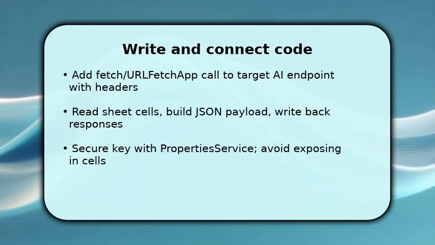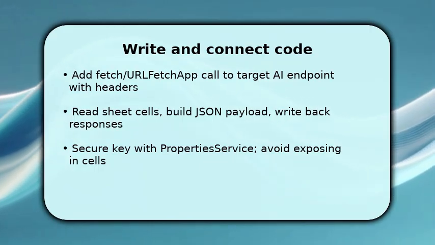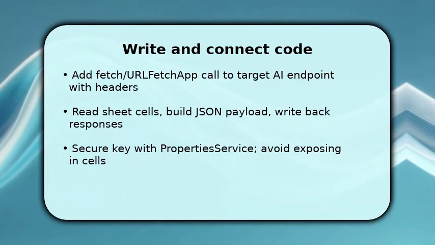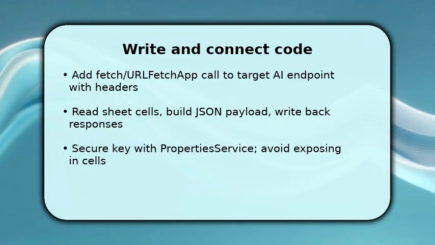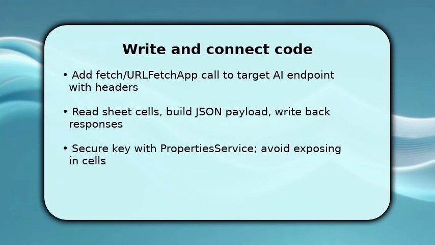Now you'll implement the middle: the request, data handling, and security. In Apps Script, use UrlFetchApp. Fetch with method POST, set the Authorization header to your key, and send a JSON payload built from selected cell ranges. Parse the AI response, then map outputs back to specific cells or a new sheet.